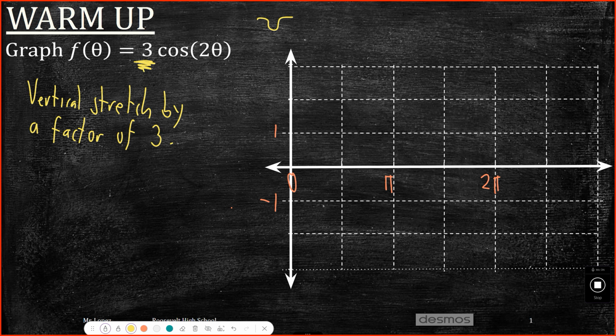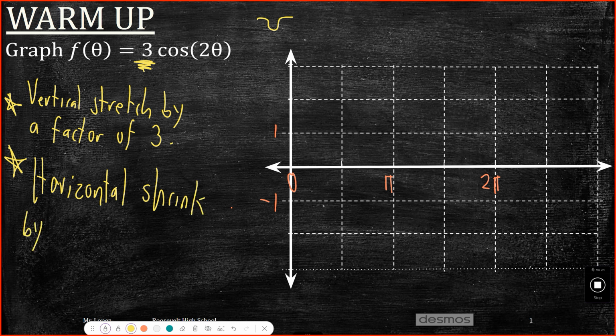And then how many birds should you see on the interval from 0 to 2 pi? 2 birds. So it's a horizontal what? Shrink. It's a horizontal shrink. So there's that, and there's a horizontal shrink by a factor of 2. All right.